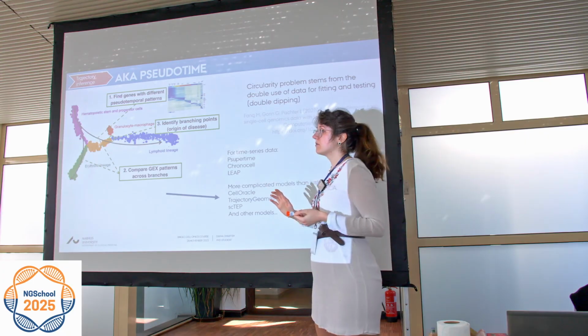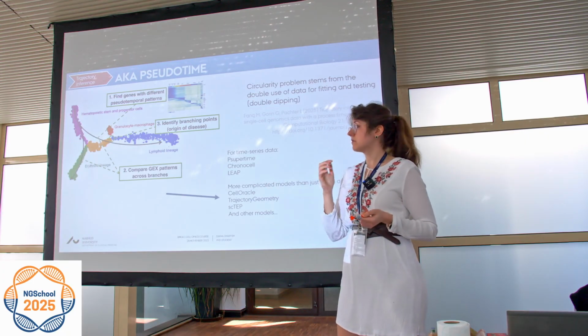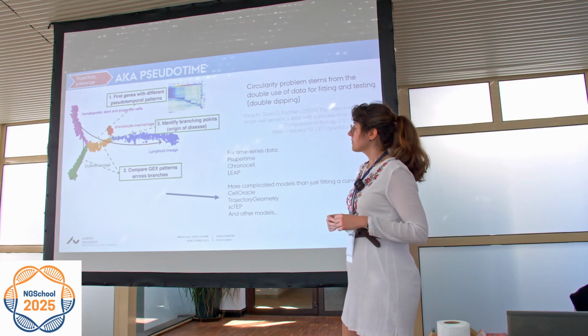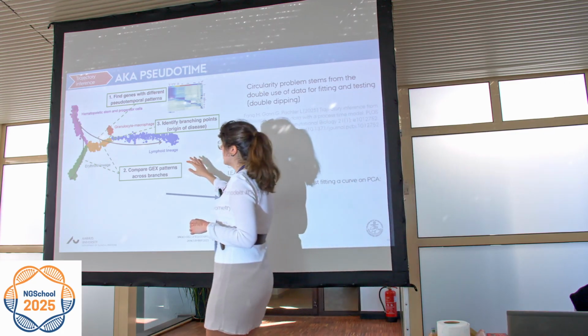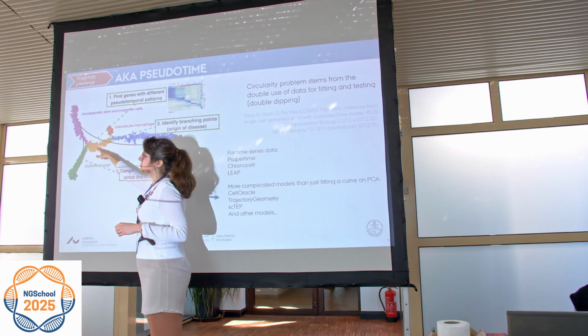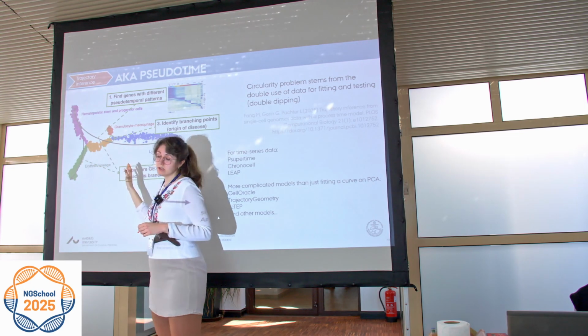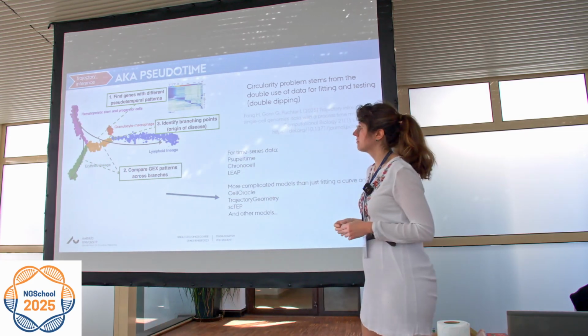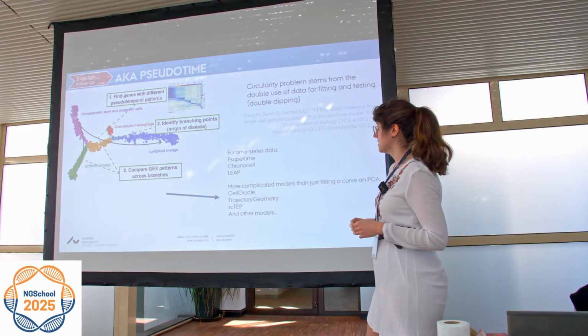Basically now the majority of trajectory methods that you can find, most popular is slingshot, monocle, you just draw a line. You need to specify a route, you draw a line, and then you just have these numbers that you can correlate with genes or whatever. It's just a vector, basically.